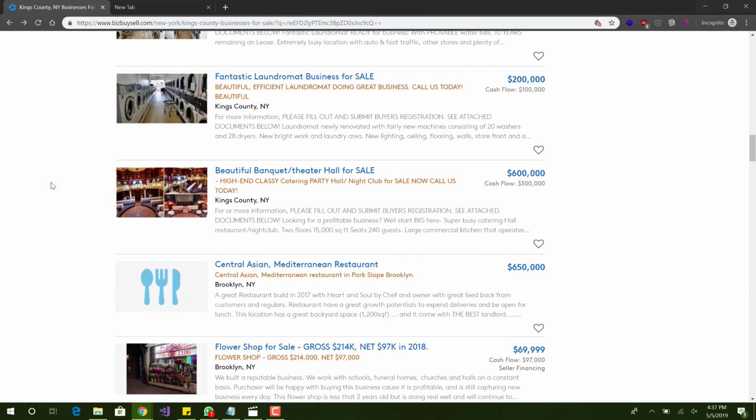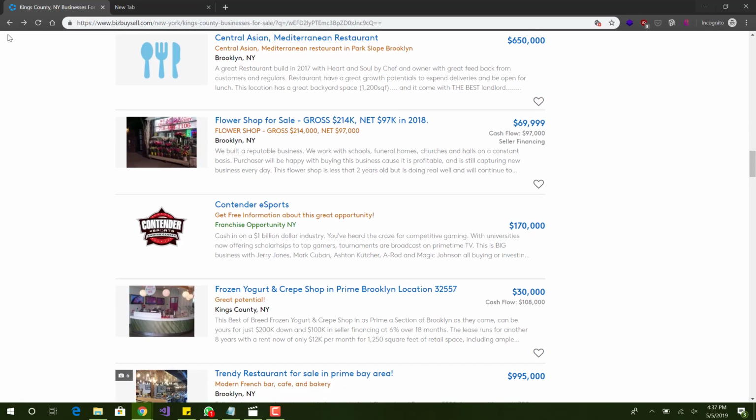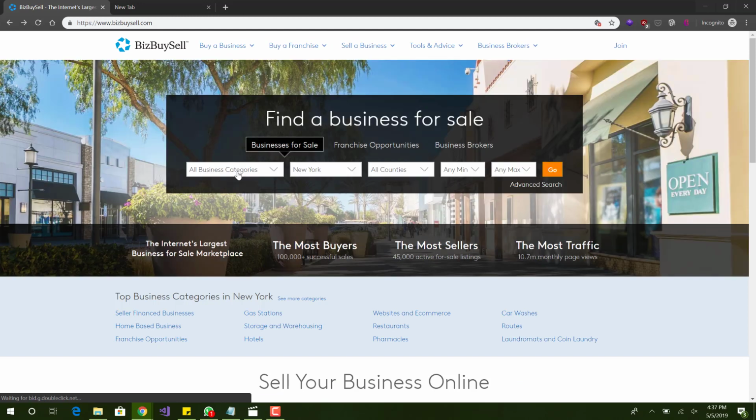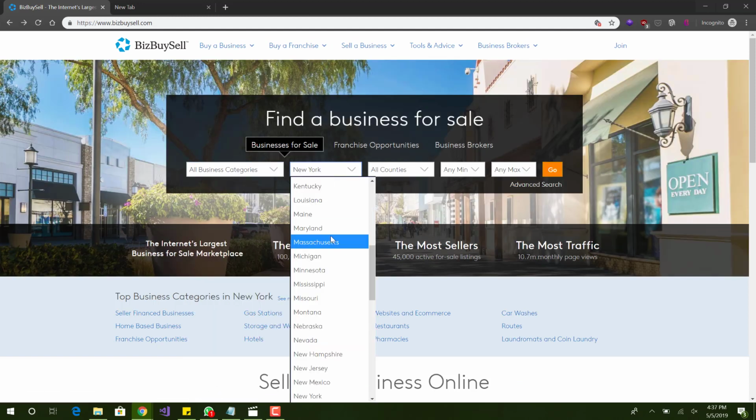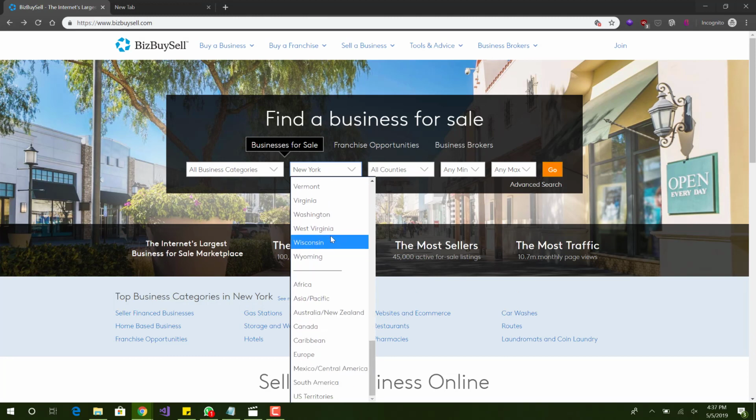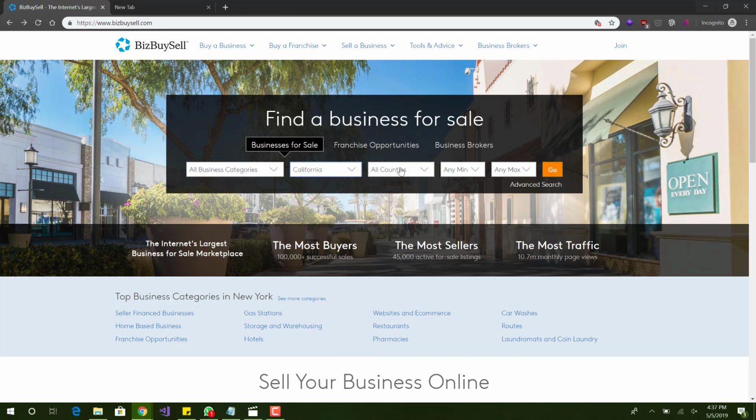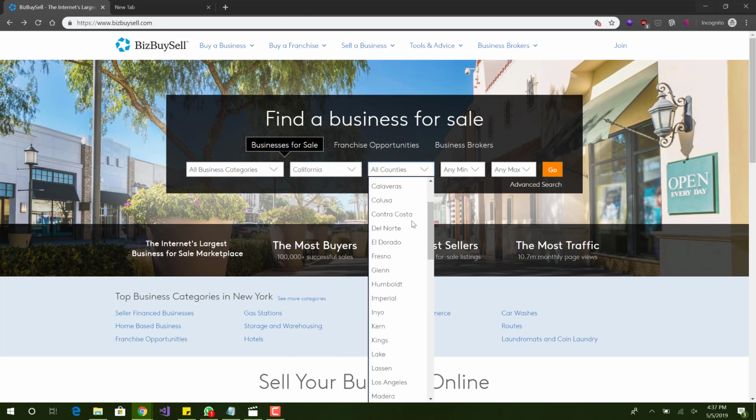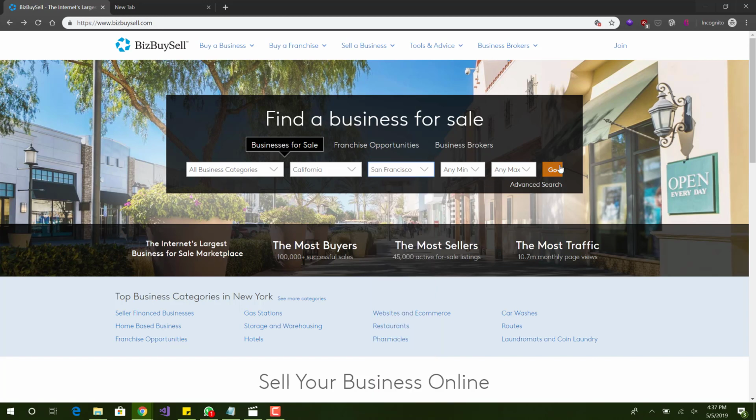All right. So, oh, they have a laundromat here. So, yeah, there's a lot of different types of businesses, right? Let's check a different state, somewhere on the west side. Let's see. Oh, they also have different countries as well. I didn't know that. Let's check California. Right there. All right. I'm not really too familiar with the counties in California, but let's just do San Francisco.